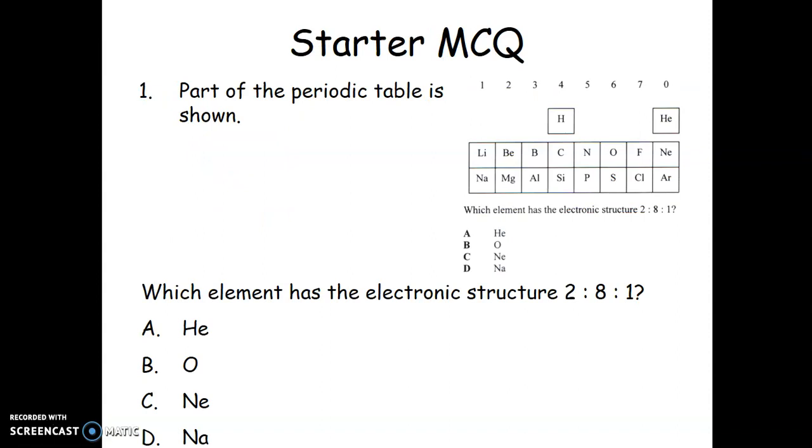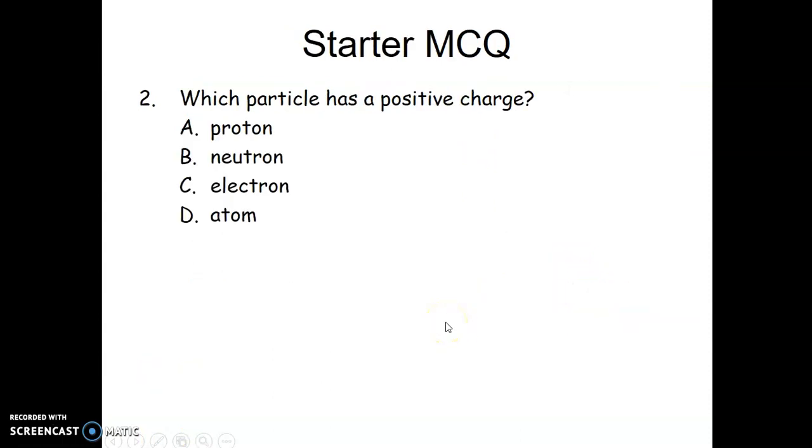Okay, so we'll go back through those and just go through the answers. Question 1, which element has the electronic structure 2,8,1? Well, it's going to be in the first column because it has one electron in its outer shell, so it's in group 1. It's going to be in the third row down because it has 3 shells. So we've got hydrogen, lithium, sodium. So the correct answer for that one is sodium. Sodium is in the third row down, 1, 2, 3. And it's in the first column, so it has 2 in its first shell, 8 in the second shell, 1 in the third shell.